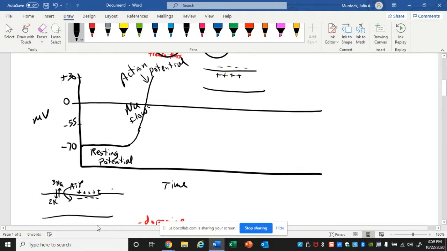Sodium flows in, but it flows in on its gradient, a gradient that was set up by the sodium potassium pump, right? Then once it hits a certain point, the potassium gates open, right? And the potassium goes out, which reverses it back, and it actually hyperpolarizes. And then it goes back to resting, right? So back to resting.